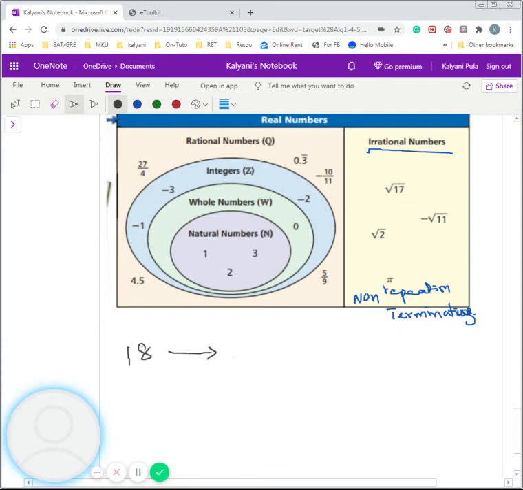Does it belong to natural numbers? Natural numbers? Yes. And what else? Whole numbers. What else? Integers. What else? Rational. Rational numbers we can write as a Q.